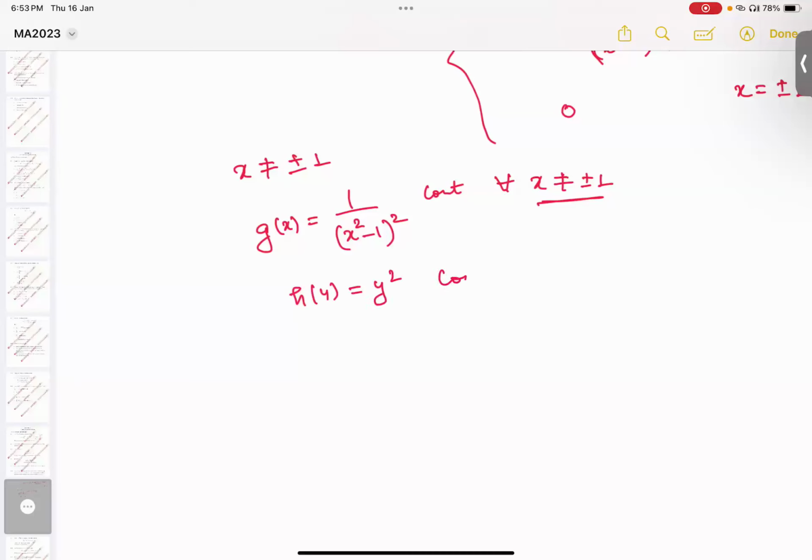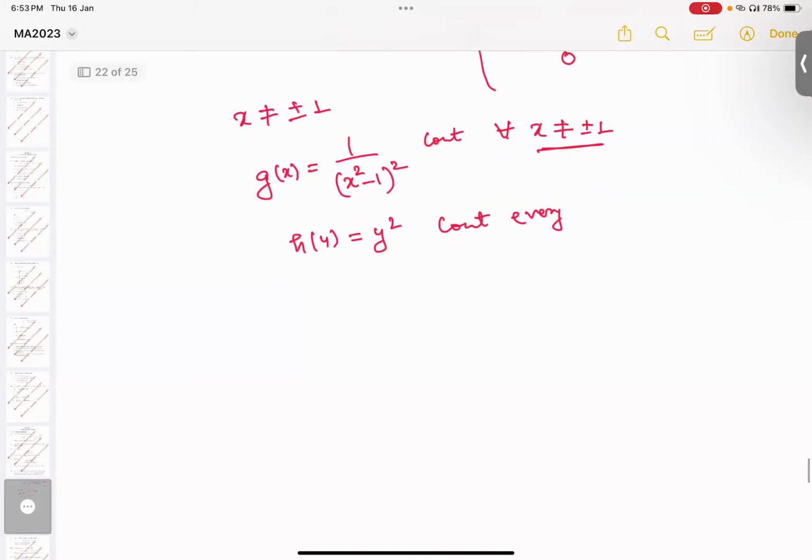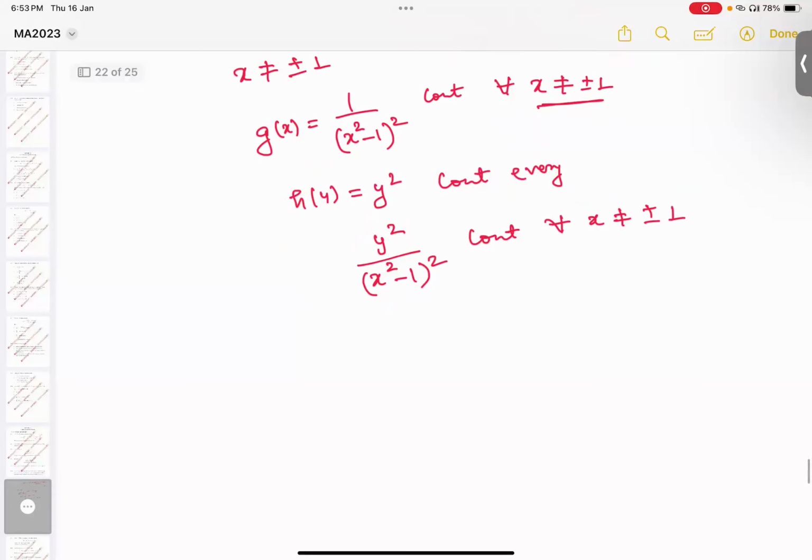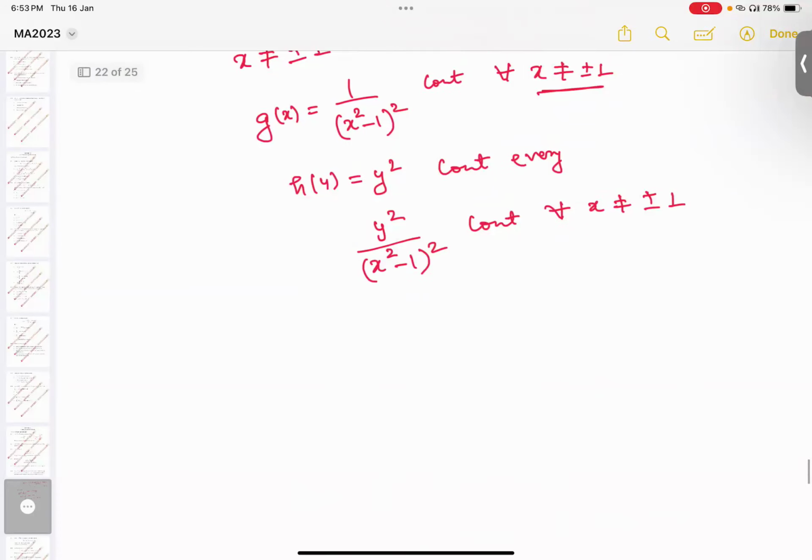This is continuous everywhere. So in total, you can say y square upon (x square minus 1) to the square is continuous for all x not equal to plus or minus 1. Because the denominator is also continuous, the numerator is also continuous. Now the next one is cos square.